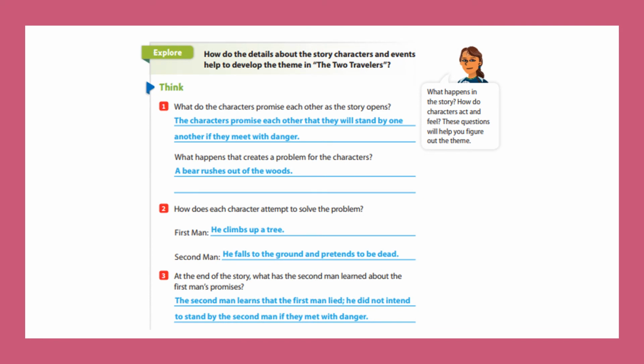Now let's check our answers. I said the first man climbed up a tree, the second man fell to the ground and pretended to be dead, and then at the end, the lesson learned from the second man is that he learned that the man lied. So we know that he did not intend to stand by the second man if they were met with danger.